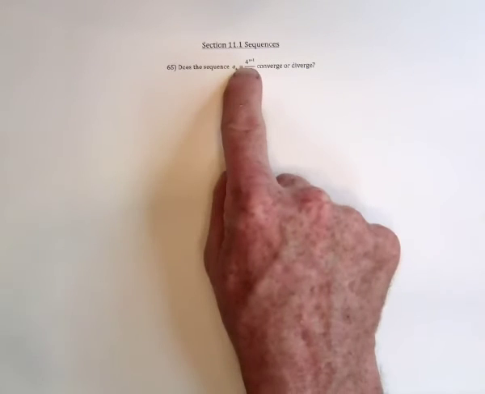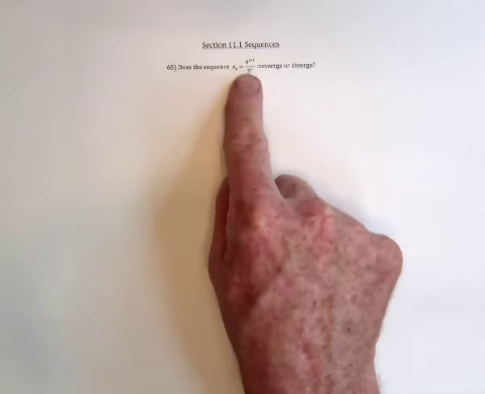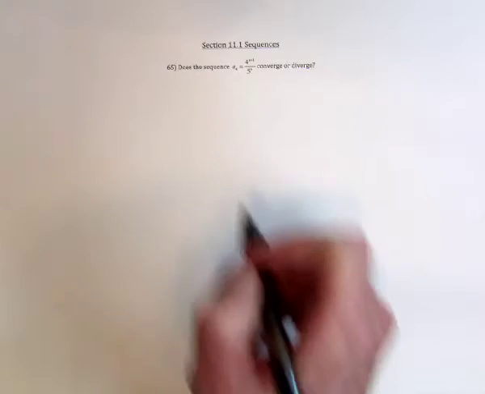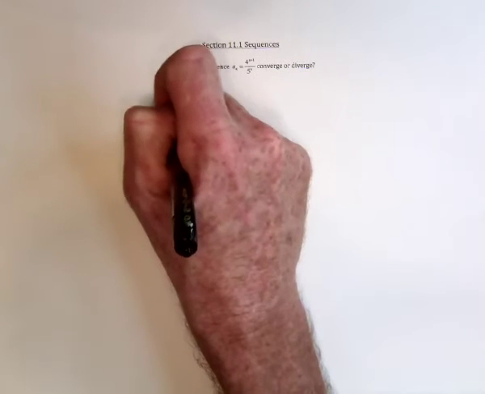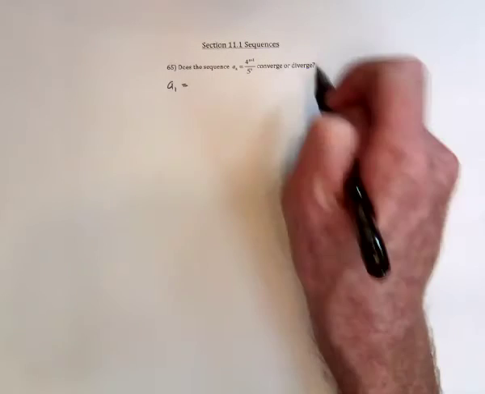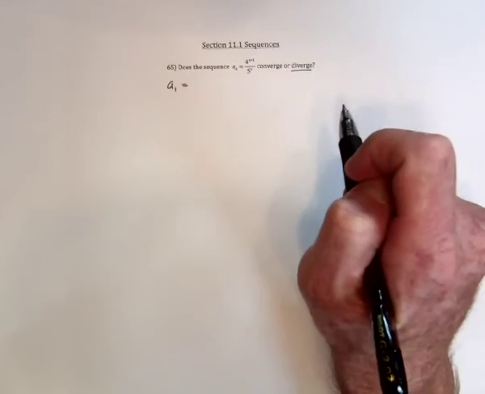Section 11, sequences and series. We've got this sequence generated by (4^(n+1))/(5^n). Does it converge or diverge? In other words, as n gets bigger and bigger and bigger, do the values level off or diverge? There are two possibilities.